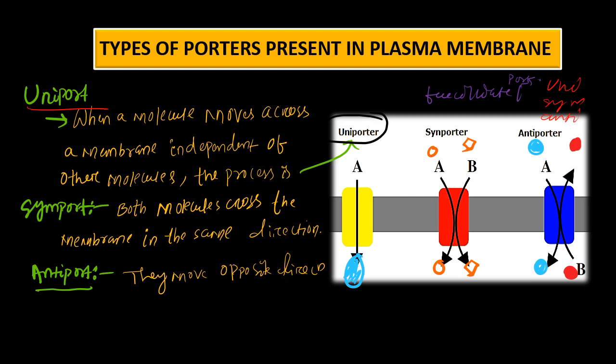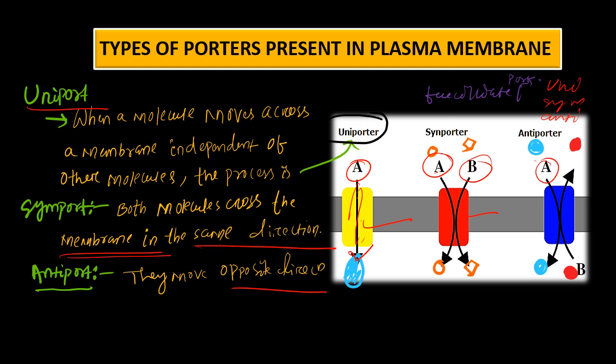So what is uniport? When a molecule moves across a membrane independent of other molecules, the process is known as uniport. Only one molecule is transported independently. But in symport, both molecules cross the membrane, A and B, in the same direction. Next is antiport. They move in opposite directions. Here you see A and B: A is transported in one direction, and B is transported in the opposite direction.